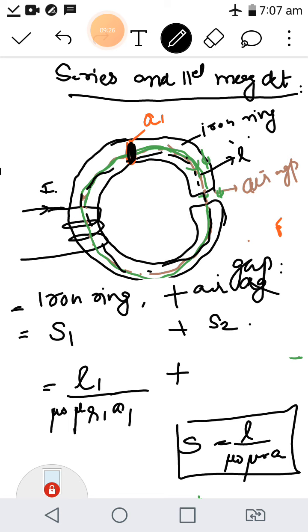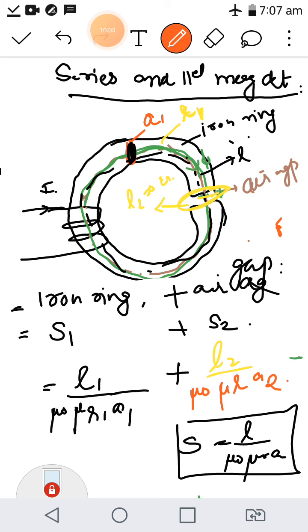Plus, what is S2? S2 is another part, which is our air gap. So what is the length of the air gap? L2. They might be specifying it like this: L2 is equal to say 0.2 millimeter. Let L1 be the length of the iron ring and L2 be the length of this air gap, so you don't have any confusion. So S2 is L2 divided by mu 0 into mu r into A2.